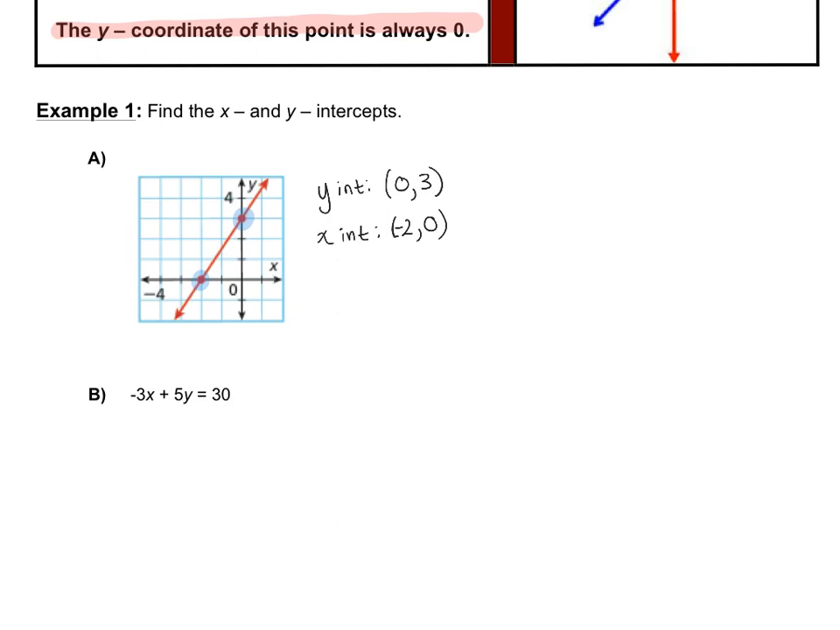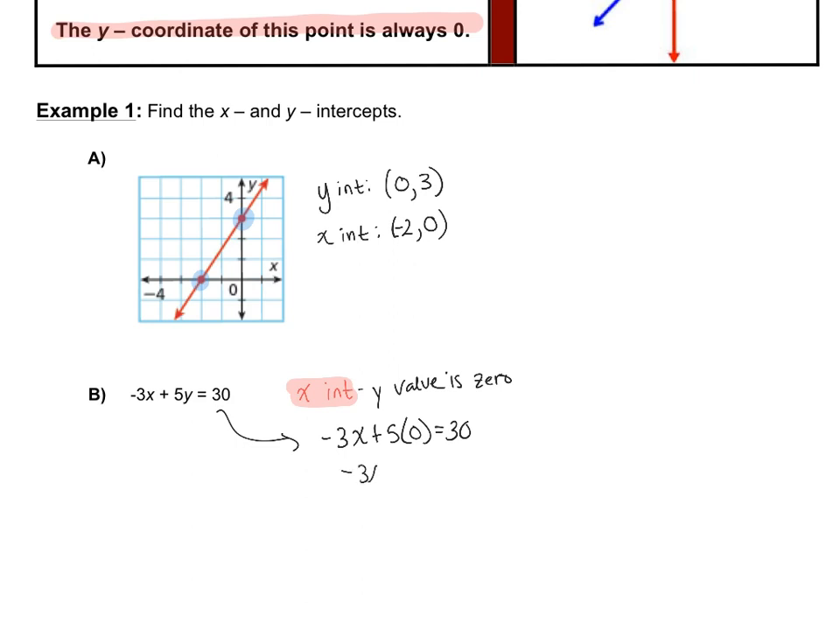Okay, -3x plus 5y equals 30. In order to find the x and y intercepts, remember, if you have an x-intercept, the y value is 0. So when I'm finding the x-intercept, let me highlight this, then I'm going to put that my y value is 0. So I'm recopying this equation, but plugged in 0 for y.